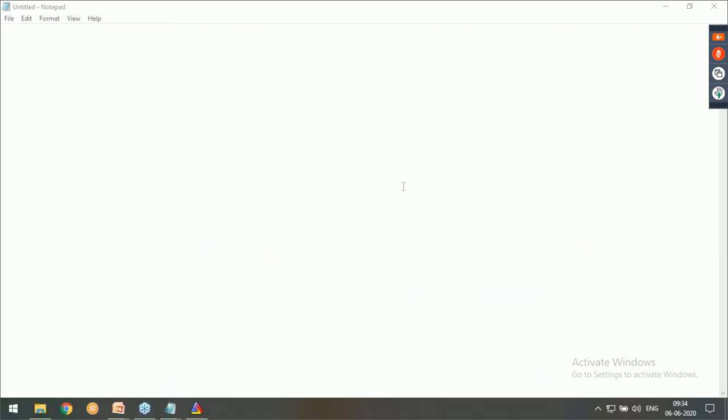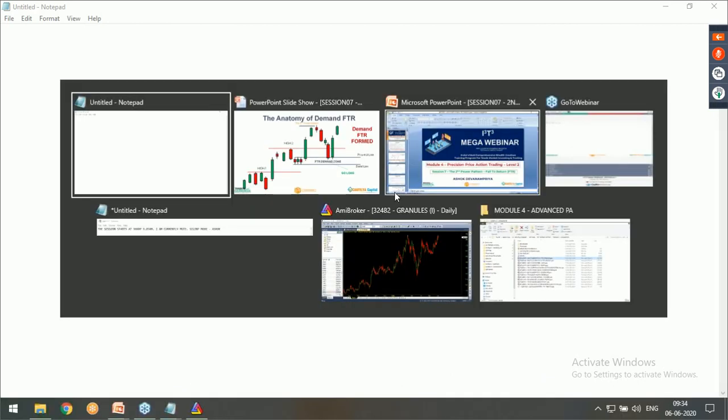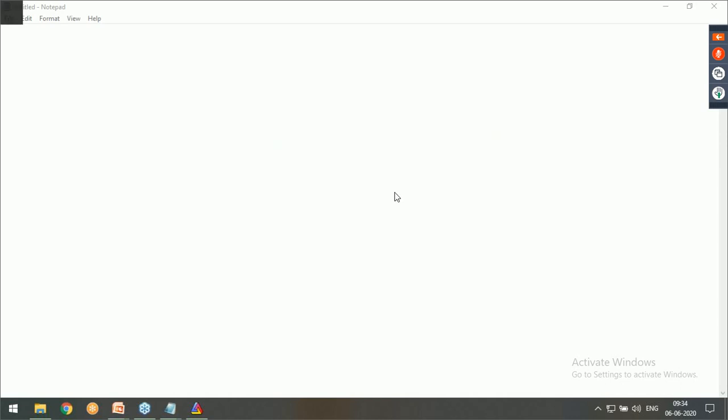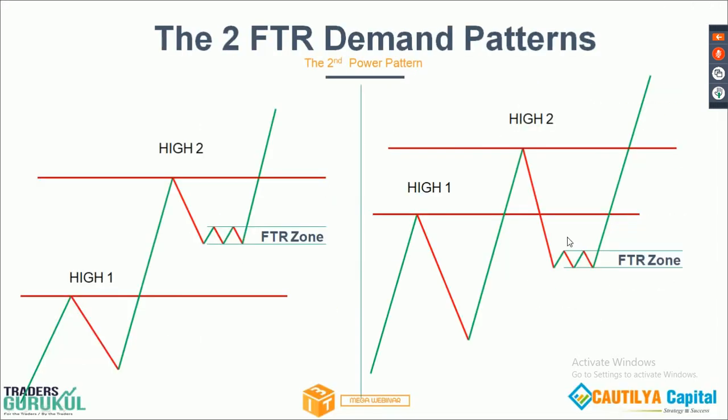Now let me go further. Remember friends, an FTR is a scenario which can happen anywhere. In this case, the FTR happened between H1 and H2. In this case, the FTR happened below H1. It is immaterial.